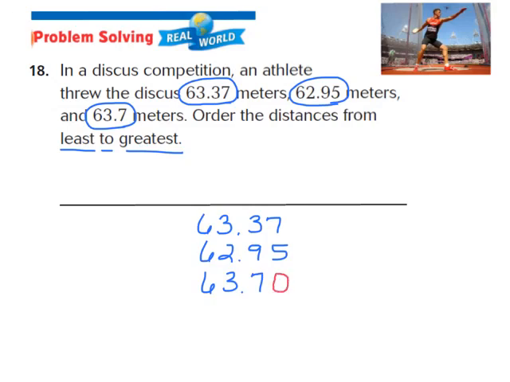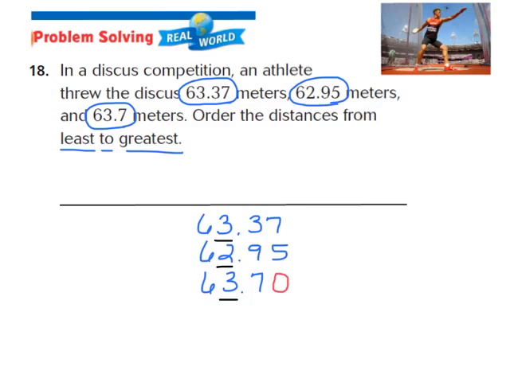Now, step 2 says start from the left. So I'm going to start here in the tens place, and what I notice is that I have all 6s in the tens place. So I can't do any comparing here in the tens place, so I'm now going to move over to the ones place. And what I notice in the ones place is that I have a 3, a 2, and a 3. Now I'm going to go ahead and underline those digits because they are different. I have a 3, a 2, and a 3.